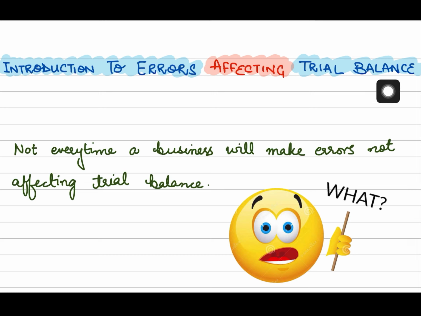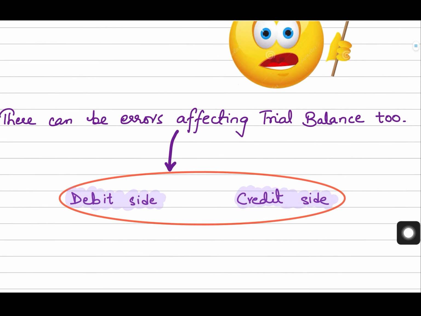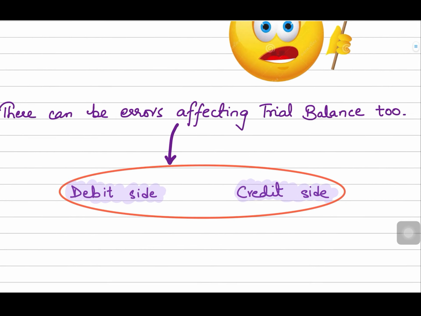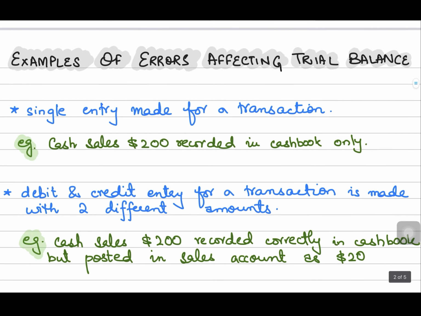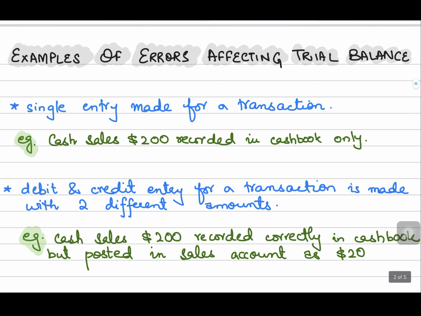So yes, this is true that not every time a business will make such errors which will not affect the trial balance. In other words, if such errors are there in your trial balance, in your T accounts, in your ledgers, your debit side will not equal the credit side. Now let's learn about some examples of such errors where your trial balance will reveal these errors.